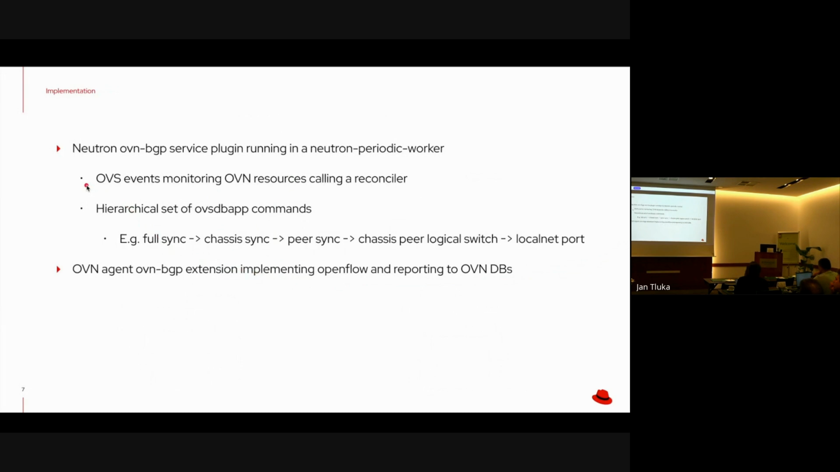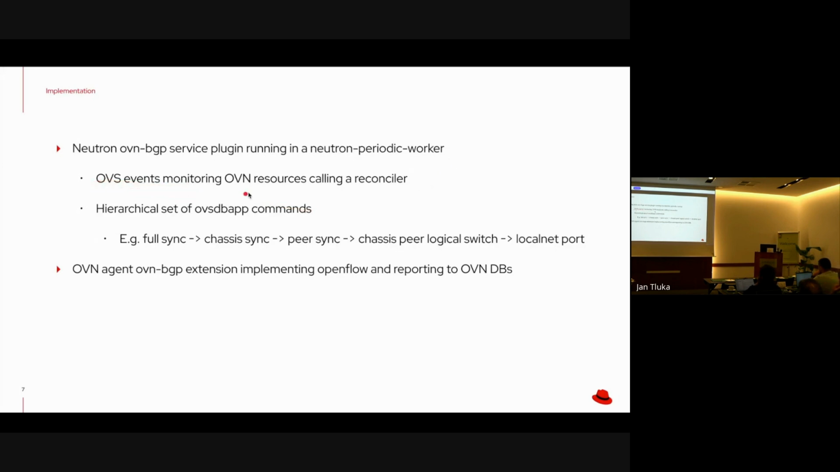Because if you think about it, most of those resources that are created in the BGP world are more or less static resources until you do any scale out, scale in operations. So this was implemented as an OVN BGP service plugin running in a Neutron periodic worker, a process running separately from the Neutron API process. That means this process has no interaction with the requests that come into Neutron. And it's based on OVS events.